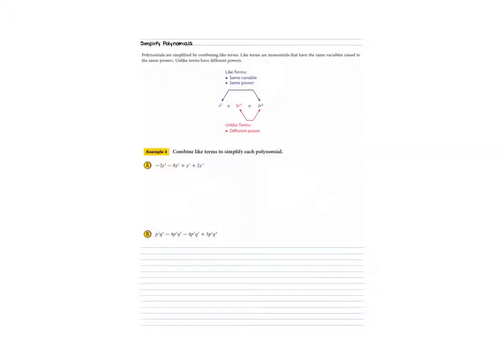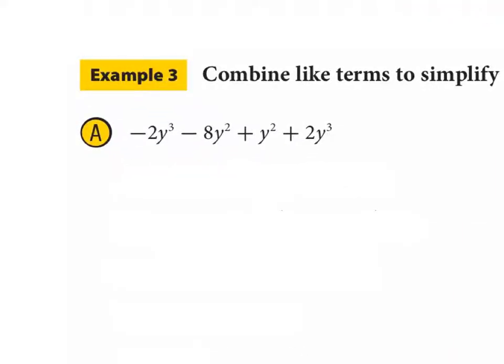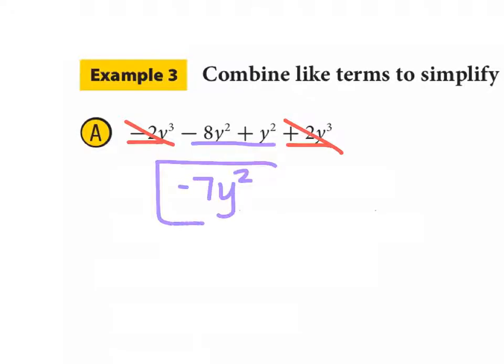When we simplify polynomials, we are combining like terms. So if we look at the next example, we're combining like terms to simplify the polynomial. So we have for a negative 2y cubed minus 8y squared plus y squared plus 2y cubed. So the negative 2y cubed and the positive 2y cubed are like terms. They're actually going to cancel out. And then the negative 8y squared plus y squared is negative 7y squared.